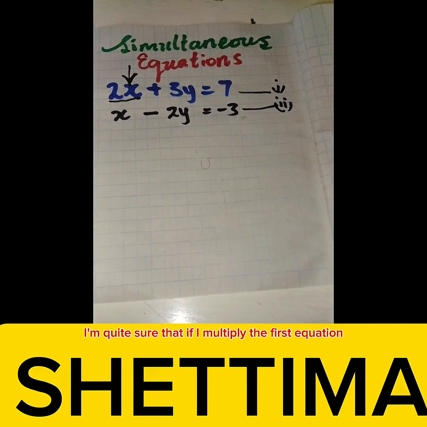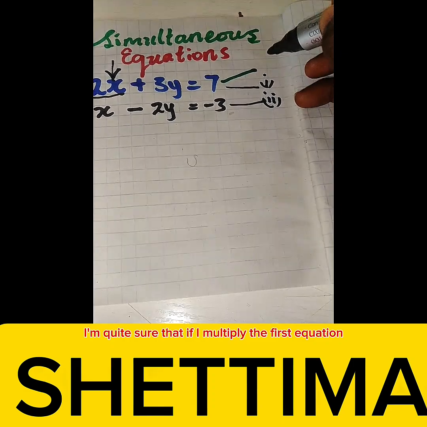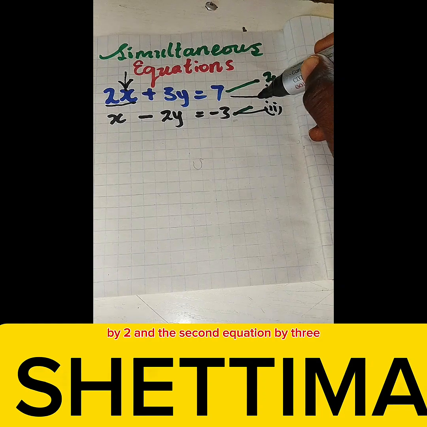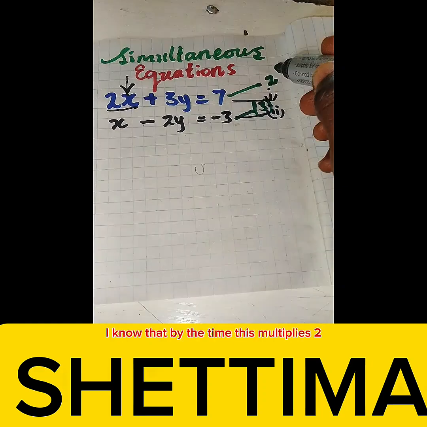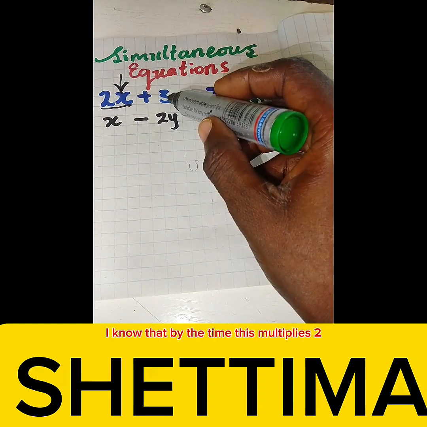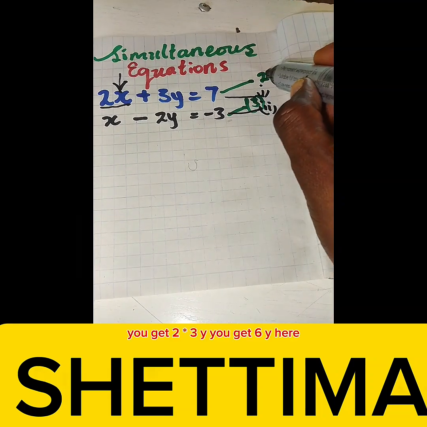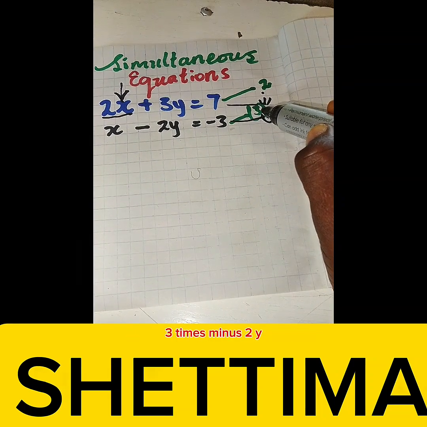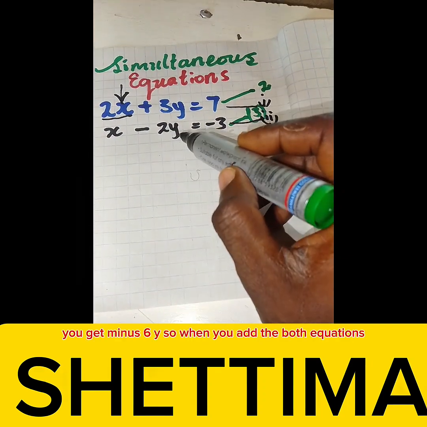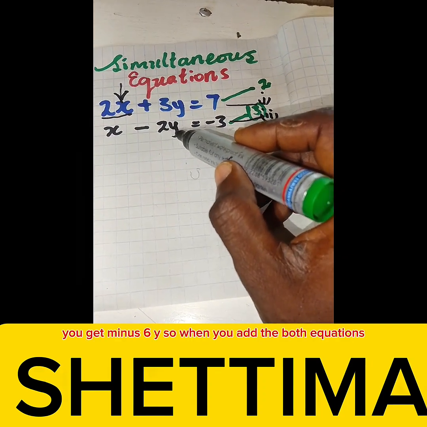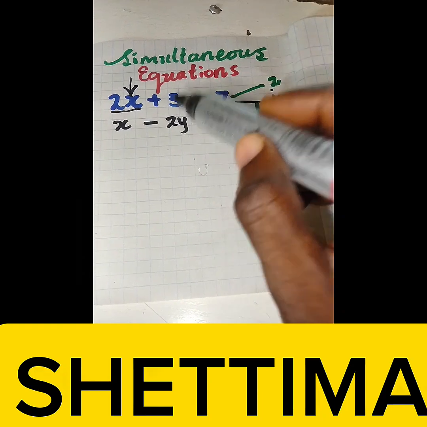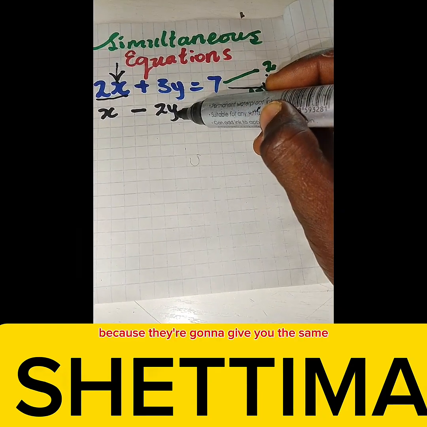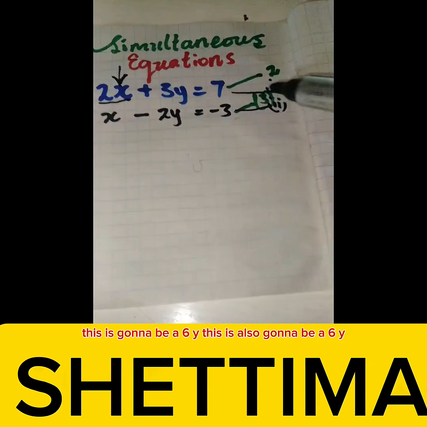If I multiply the first equation by 2 and the second equation by 3, by the time the first multiplies by 2, 2 times 3y gives you 6y. Here, 3 times minus 2y gives you minus 6y. So when you add both equations, it will help you eliminate this part because they're going to give you the same. This is going to be a 6y, and this is also going to be a 6y.